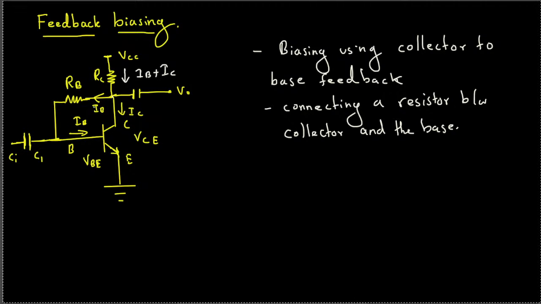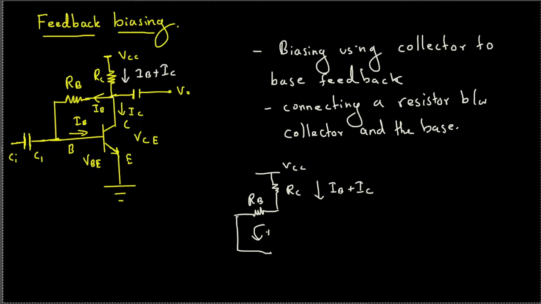If I just draw the inside of the circuit, it's going to look like this. We are going to have the voltage source on top, VCC, and then we have the RC, and the current through this is IB plus IC, and then this one goes like this, and here we have RB resistance, and the current flowing through here is IB current, and then it's going out, and this one is VBE, and then connected to the ground.